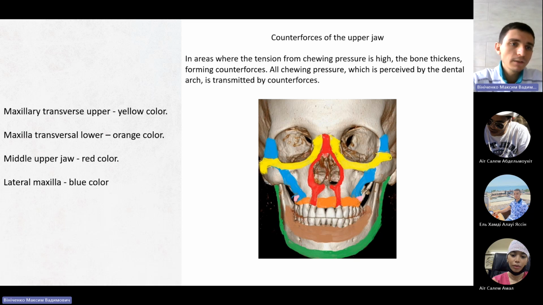There are 7 counterforces. On the maxillary transverse upper, you could see the counterforces with the yellow color. Here are the maxillary counterforces, maxillotransversal lower counterforces, orange color, middle upper jaw with the red color, and lateral maxilla of the blue color. Here you could see also the counterforces of the mandible with the brown color and the green color. So here are all the counterforces of the maxillofacial region.